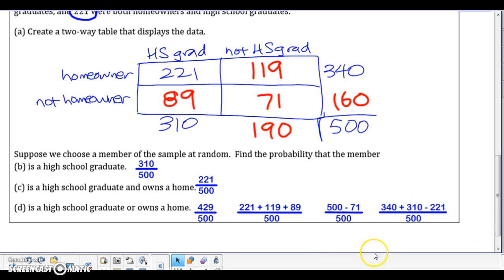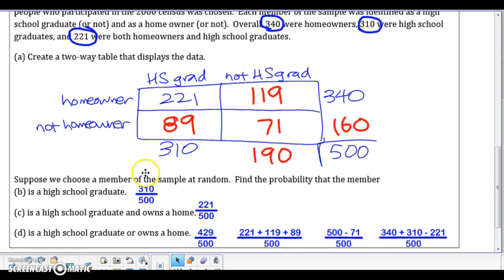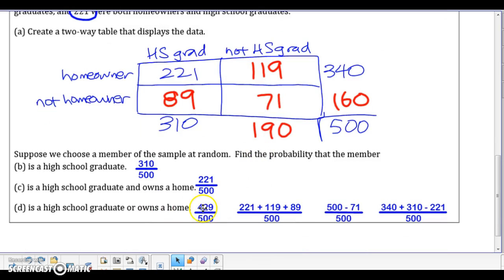And that is actually why this is so powerful, because if you did the 340 plus the 310 minus the 221 that got double counted, you actually didn't even need to make this table to begin with to answer any of these questions, because you could have just said 340 plus 310 minus those that are both, and that would give you the probability that they're a high school graduate or they own a home.